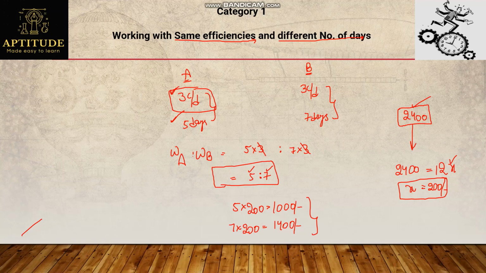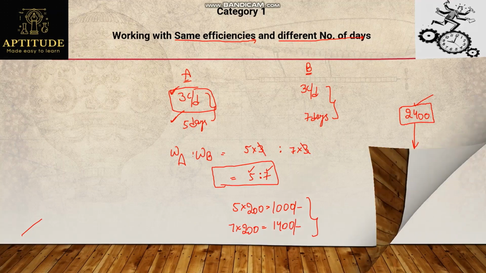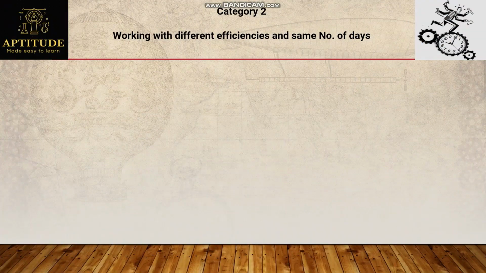So this is category 1. And next one, category 2: persons working with different efficiencies but the same number of days. So this is exactly the opposite of the previous case. In the previous case, we considered same efficiency with different number of days, and in this case, it is opposite: different efficiency with the same number of days. I hope most of you already guessed how to find the ratio for this. Well, anyway, let me explain one more time.